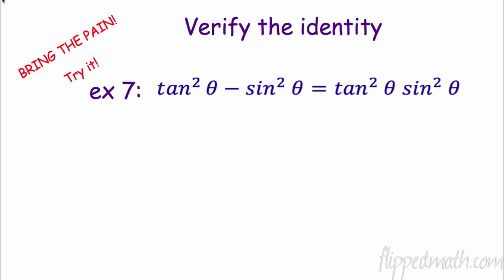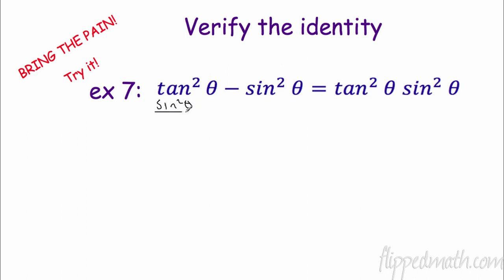All right, so bring the pain. Let's try this one here and see what we can do. We've got tangent squared minus sine squared equals tangent squared sine squared. I'm going to go over here and start with my very first tip. I'm going to convert this to sine and cosine.